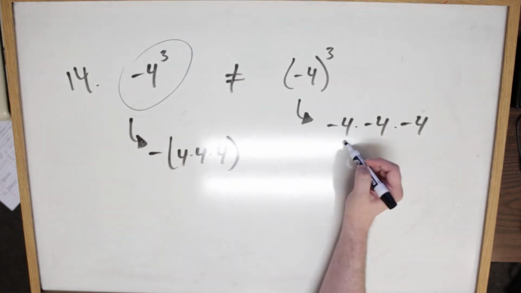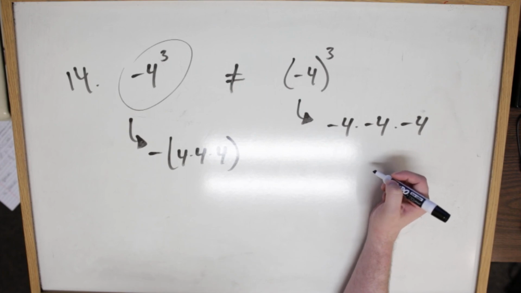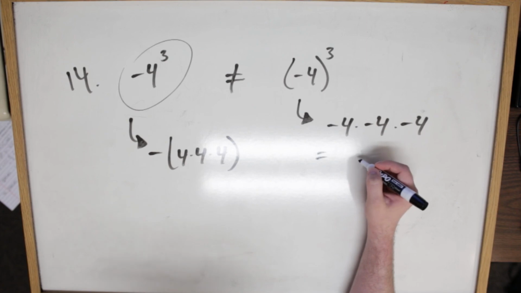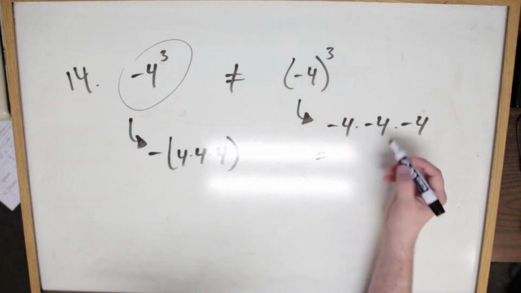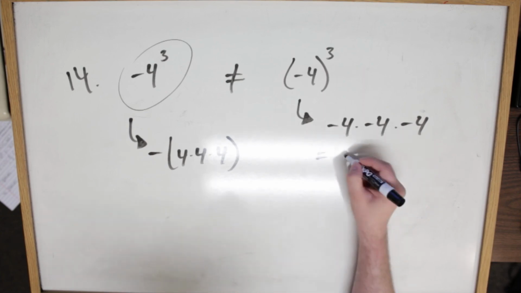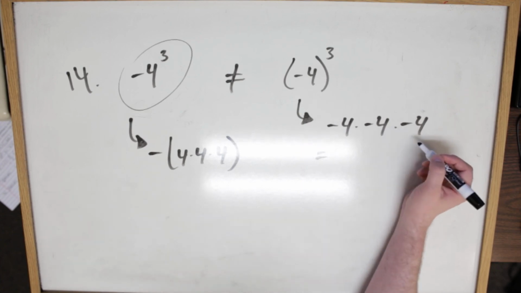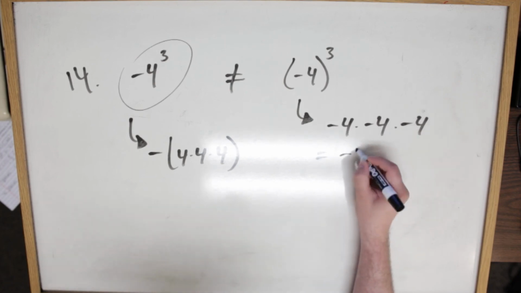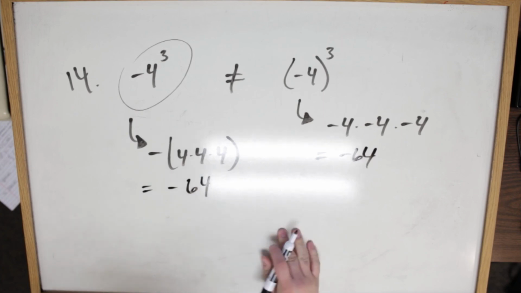Over here, in this case, this actually works out to being, technically, the same thing. But the reason why is because this is an odd exponent, and if it was even, it wouldn't be the same, because the negative signs would cancel each other out. So here I actually get negative 4 times negative 4 times negative 4. This is a negative 64. Okay.